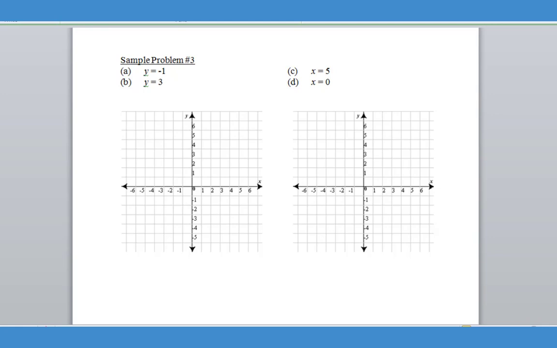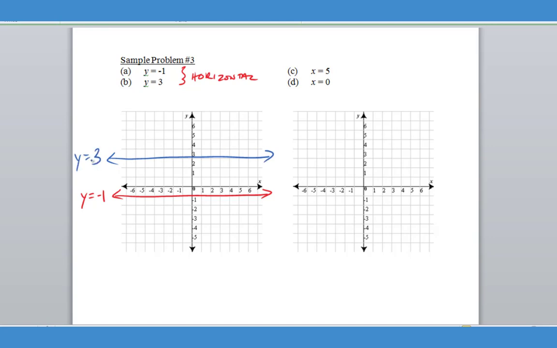Okay, for sample problem 3, part A and B, I'm going to do on the left graph, and you can see it says y equals to -1. So that means, these are horizontal lines, and so I'm going to put y equals to -1. So at -1, I'm going to just draw a horizontal line all the way across. And then for y equals 3, I'm going to do the same thing at the 3 value.